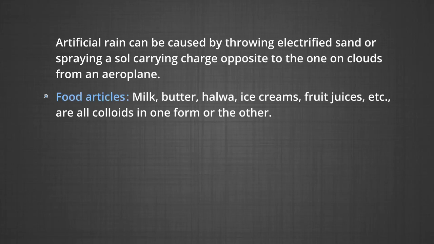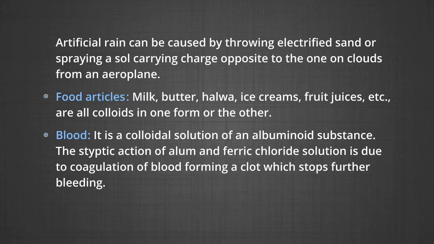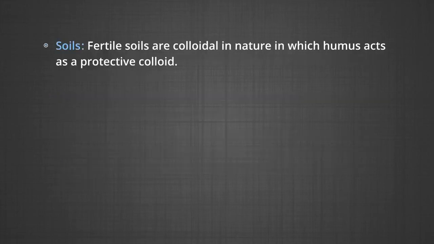Number 3, food articles. Milk, butter, halwa, ice creams, fruit juices, etc. are all colloids in one form or the other. Number 4, blood. It is a colloidal solution of an albuminoid substance. The styptic action of alum and ferric chloride solution is due to the coagulation of blood forming a clot which stops further bleeding. Number 5, soils. Fertile soils are colloidal in nature, in which humus acts as a protective colloid. On account of colloidal nature, soils absorb moisture and nourishing materials.